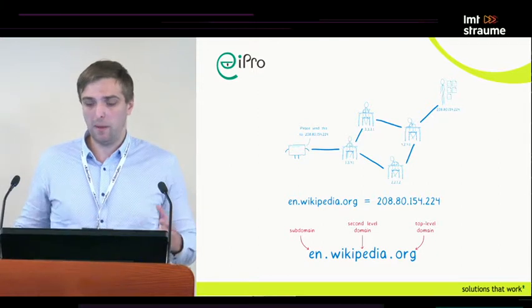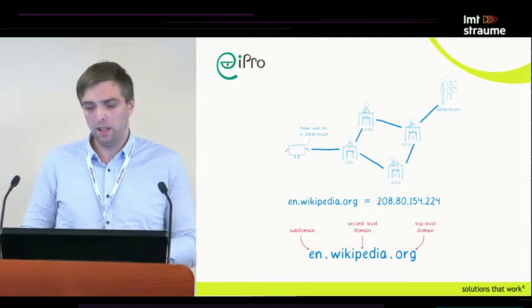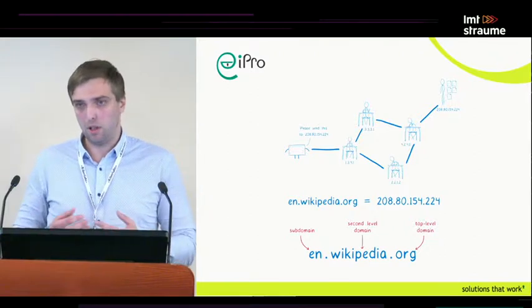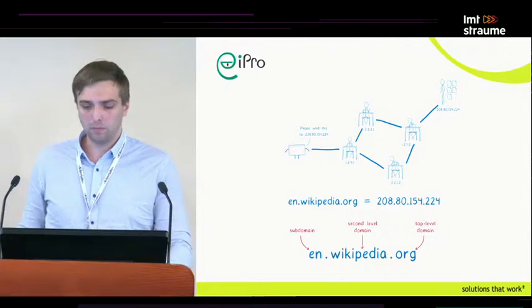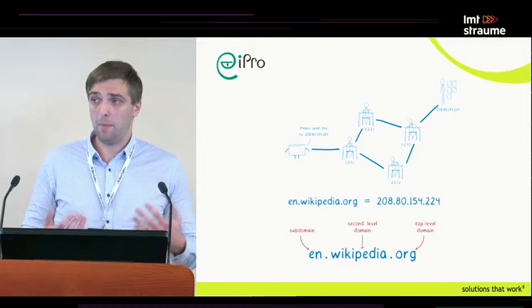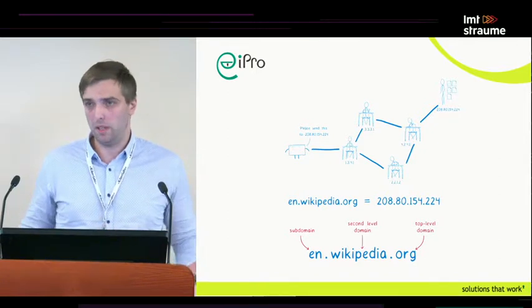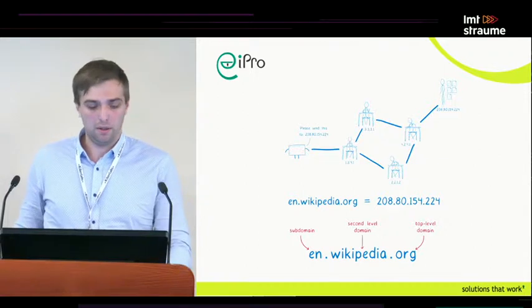The domain name is split into three parts: subdomain, second-level domain, and top-level domain. Each of them is resolved to a specific entity at the very end. And obviously, all this communication currently happens in plain text. So everyone can see where you are going, what you are doing, and so on.